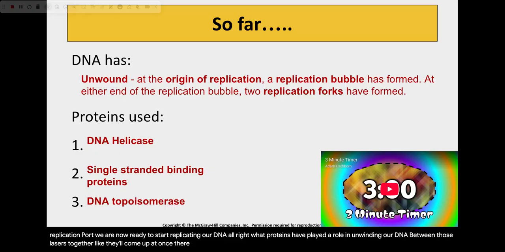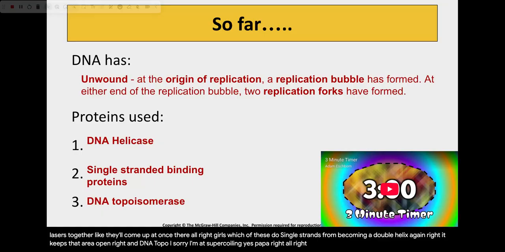All right, we also have single-stranded binding proteins. What do these do? Yes, it keeps the single strands from becoming that double helix again, right? It keeps that area open, all right? And DNA topoisomerase, what is its role here? Prevent supercoiling, yes. All right.